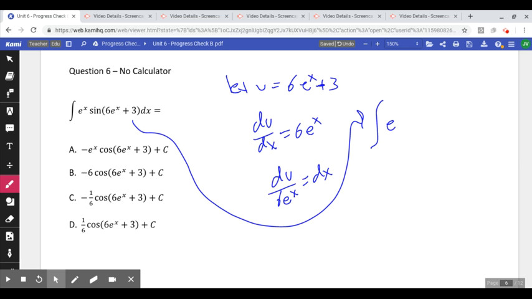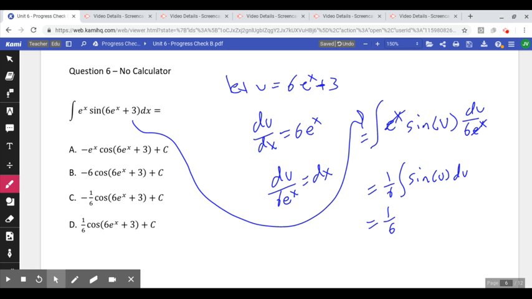I'll have e^x still, and then I'll have the sine of u. Remember, we let u equal 6e^x + 3. And then I can replace dx with du over 6 times e^x in the denominator, sorry. Now, just by happenstance here, which is good for us, the e^x's will cancel, leaving us with 1/6 of the sine of u du.